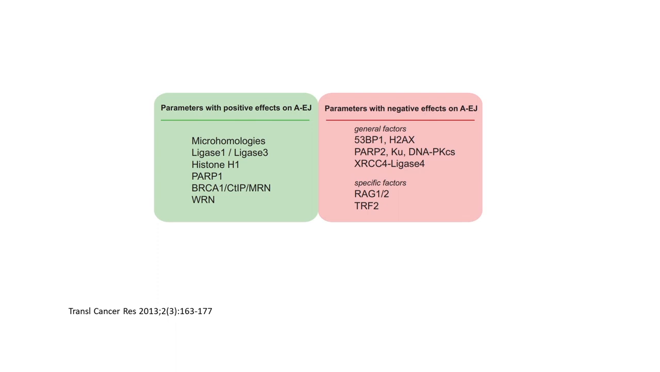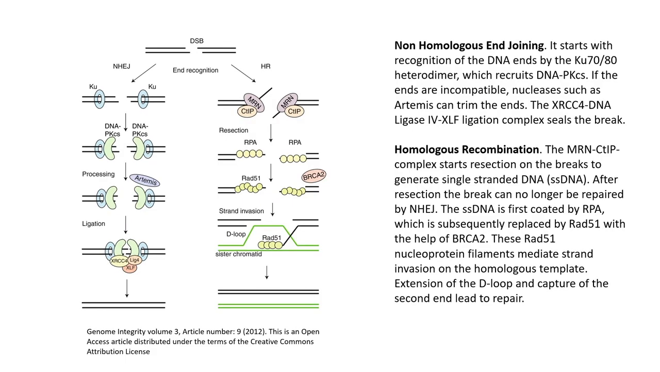There are certain parameters which have positive effects on the alternative EJ, and there are certain others which have negative impacts on it. The positive ones are microhomologies, the presence of ligases 1 and 3, histone H1, PARP1, BRCA1, CtIP, MRN and WRN, and we have discussed the involvement or presence of these factors in the alternative EJ. There are other factors like p53 or 53BP1, H2AX, PARP2, KU, DNA ligase 4, etc. that are reported to have negative effects.